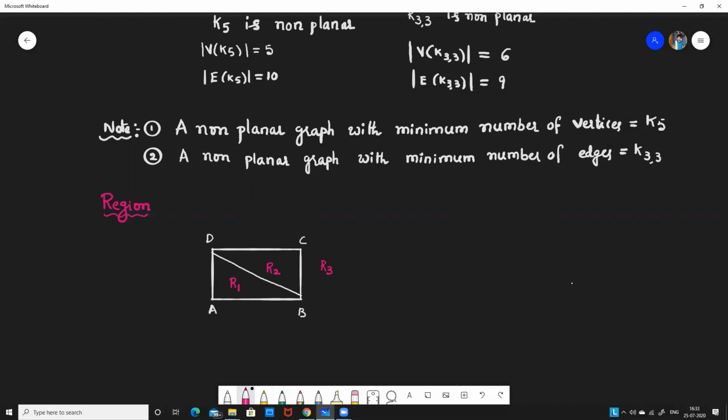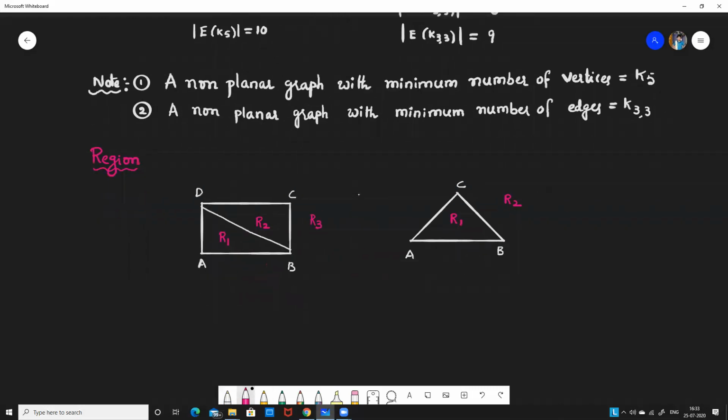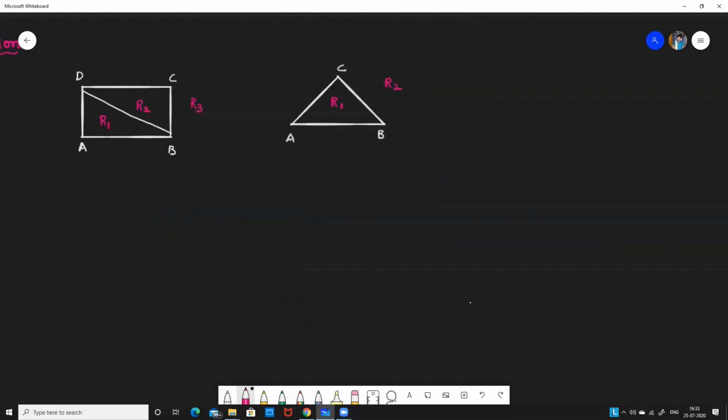Okay. Let me take another example to get a clear idea. Suppose you take a planar graph with three vertices like A, B, C. So how many regions do we have? Exactly, we have two regions. Inside is R1, outside we have R2. Right. Let me take another example. You'll get more clarity.